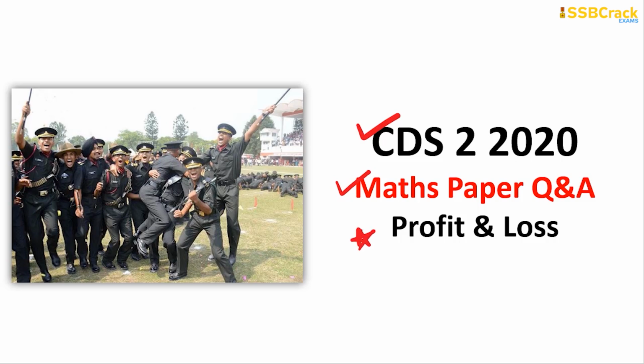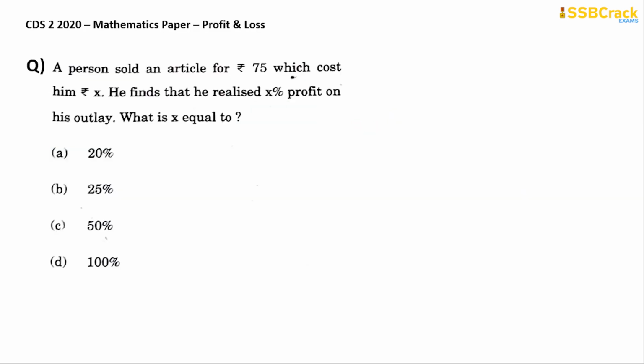Alright, so here we begin with the very first question that is part of this Series 2 2020 Mathematics paper. A person sold an article for rupees 75, which cost him rupees X. He finds that he realized X% profit on his outlay. See, outlay means the amount he spent, right?